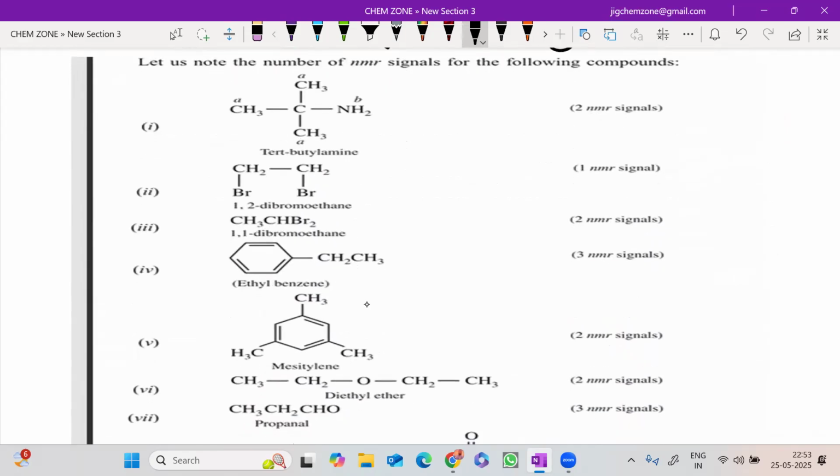Now let's talk about ethyl benzene. Now you can see these two are different nuclei. These two are different. These two are different, and this is also different. So there are a total of 5 NMR signals. For mesitylene, these are identical nuclei, in the same chemical environment, so they are magnetically same nuclei. These are also same but different from the A. So there are two NMR signals.